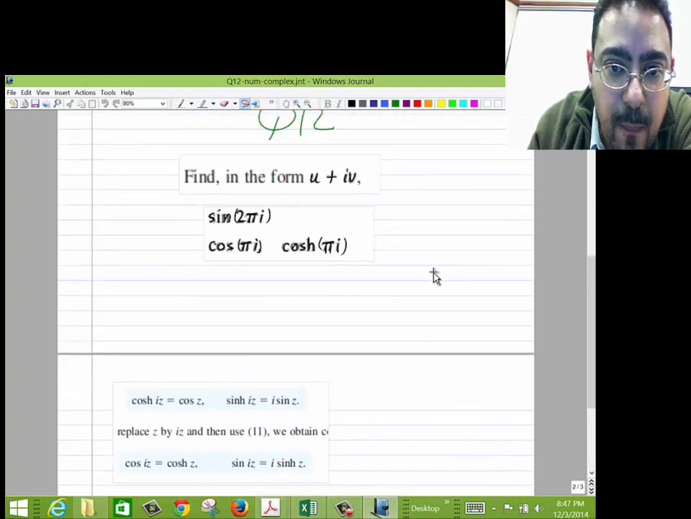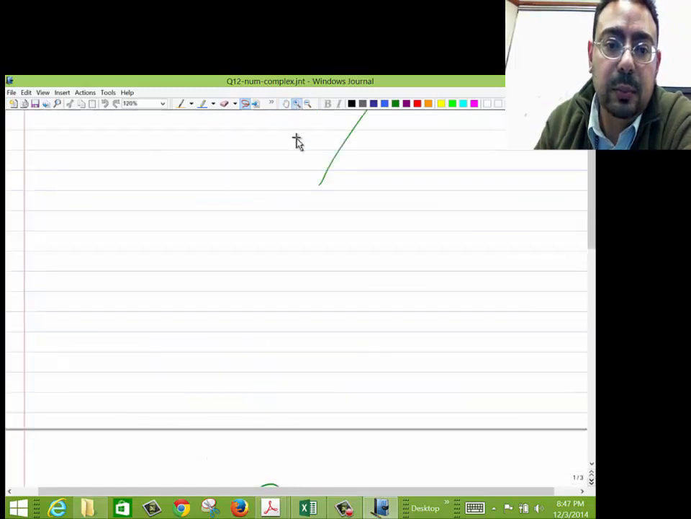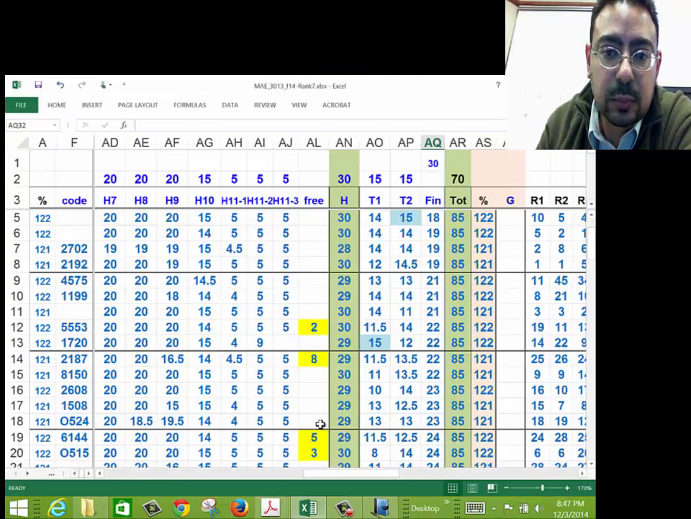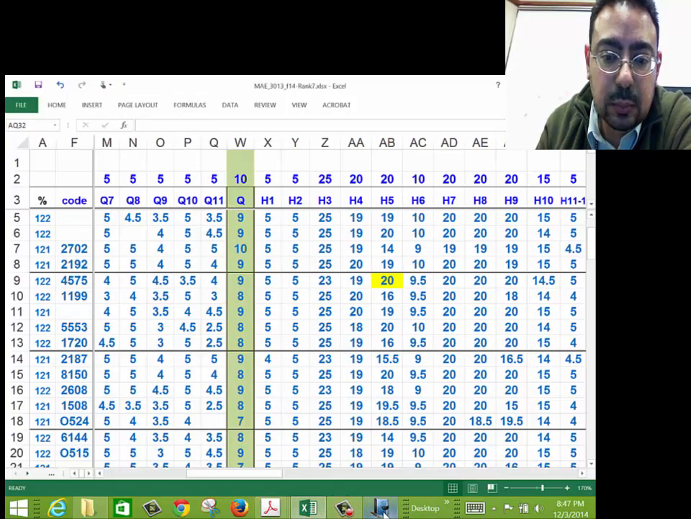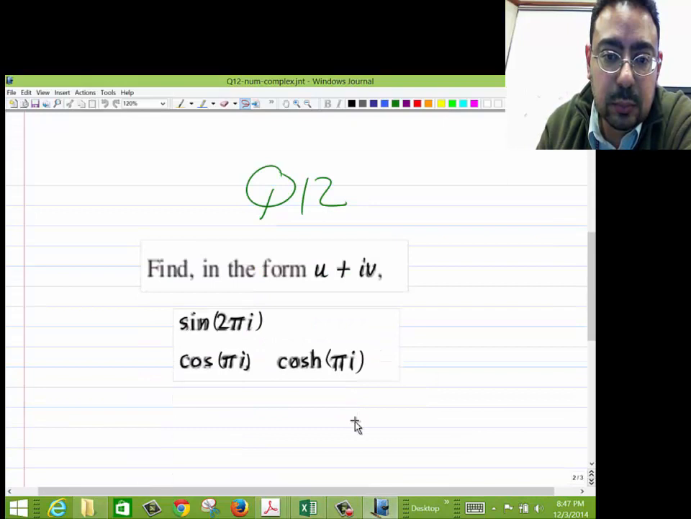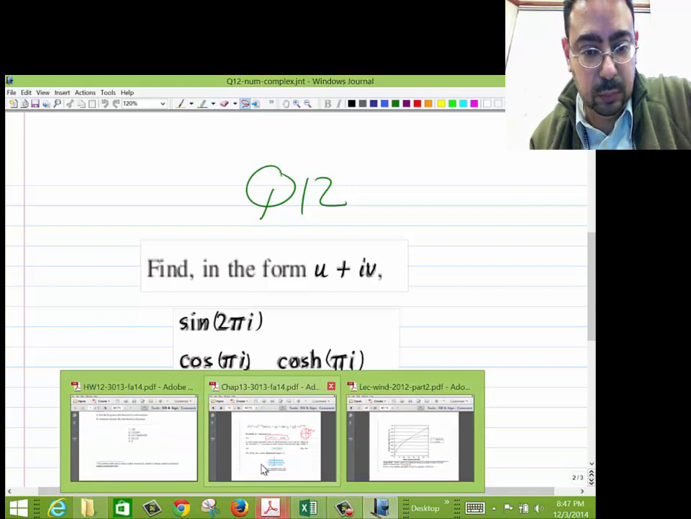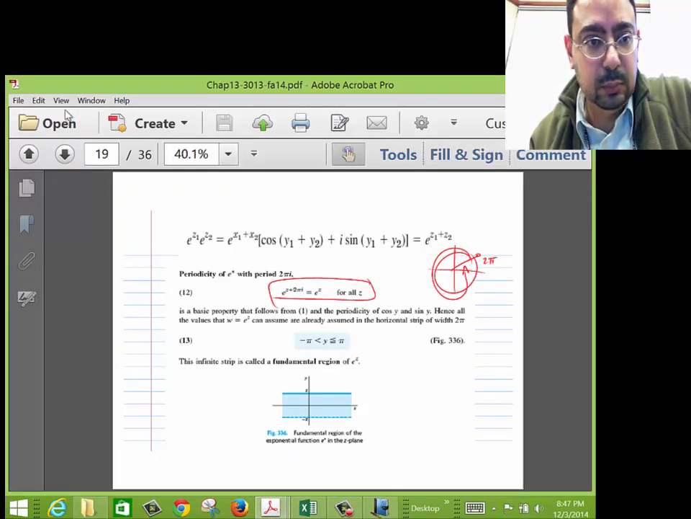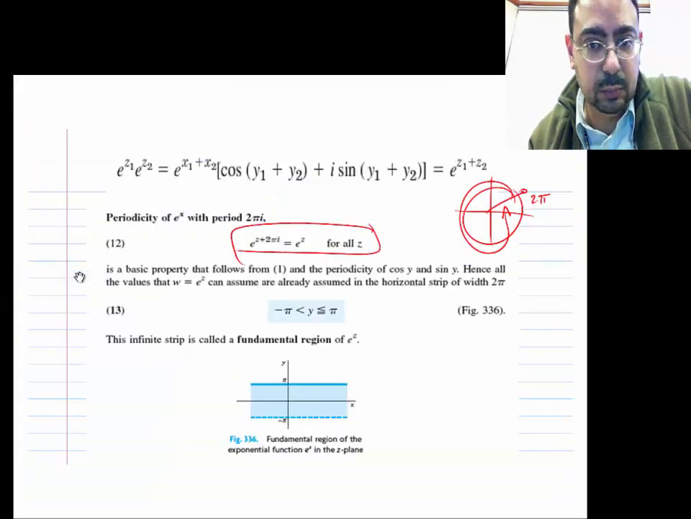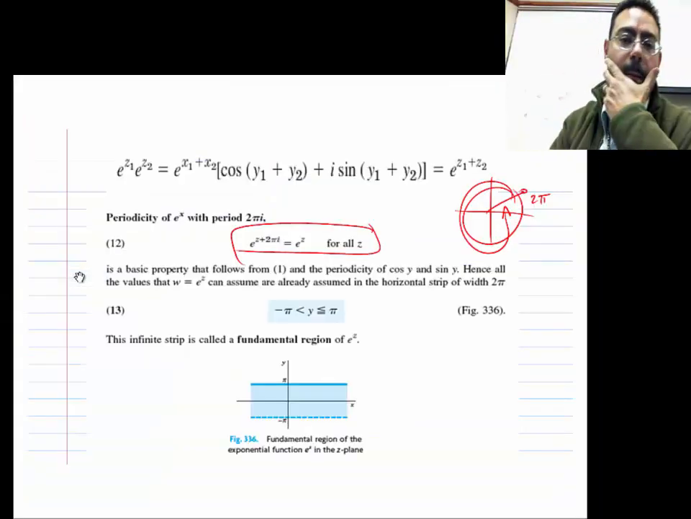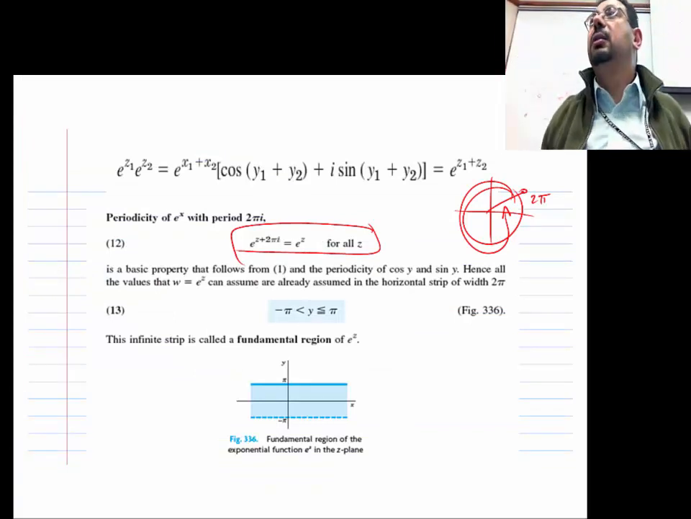I tucked it down in the corner. All right, let's start again.